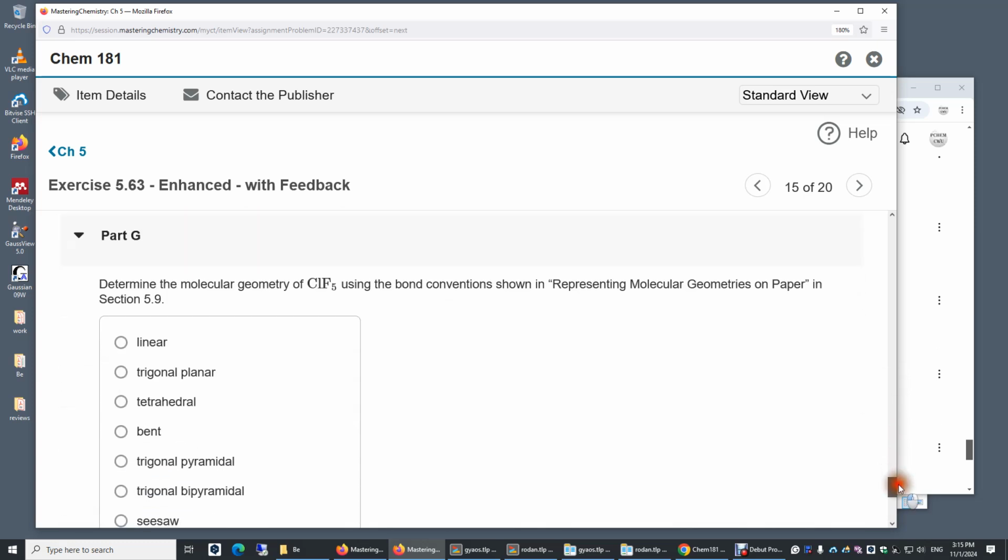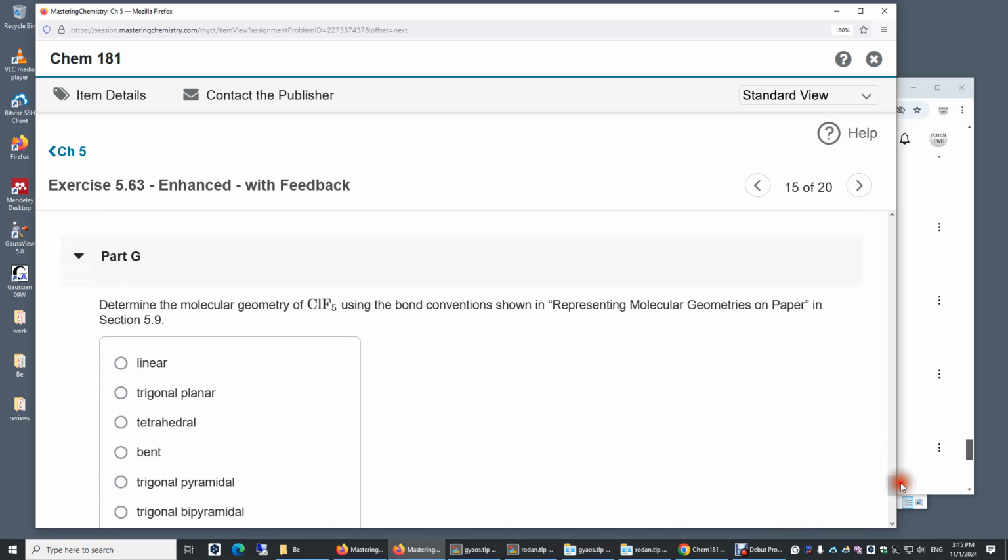Part G. Determine the molecular geometry of chlorine pentafluoride. Chlorine has 7 valence electrons and it forms only 5 single bonds with the 5 fluorine atoms. Therefore, we have 1 lone pair plus 5 bonds.